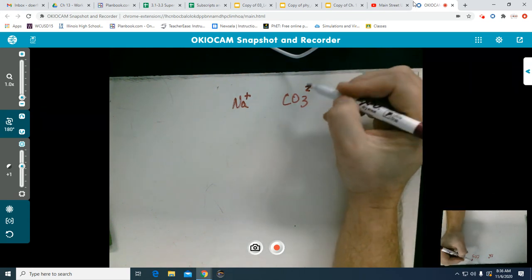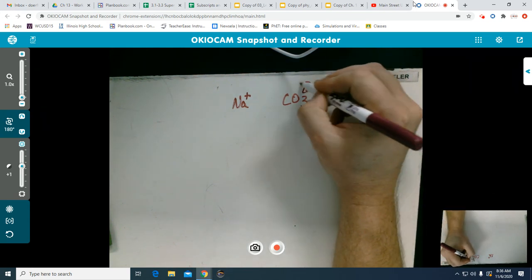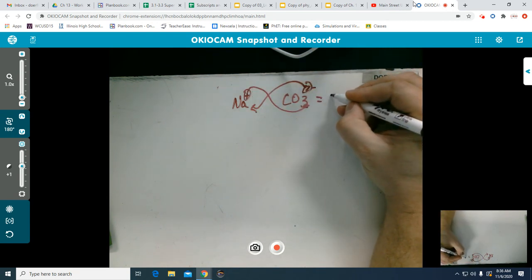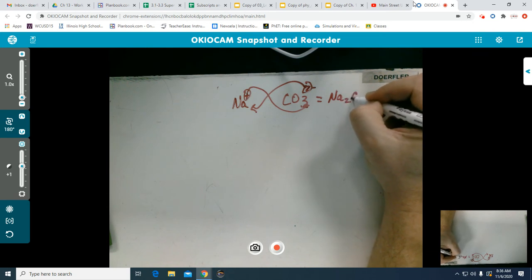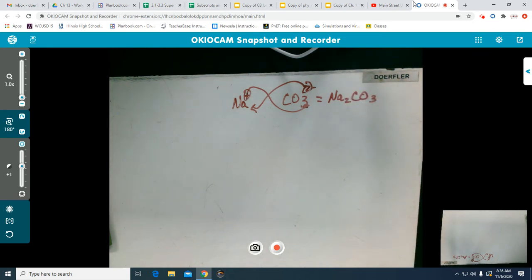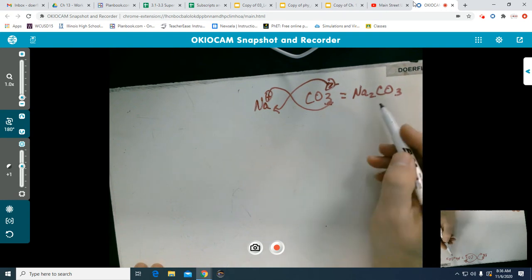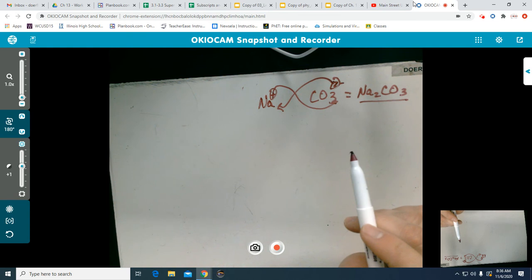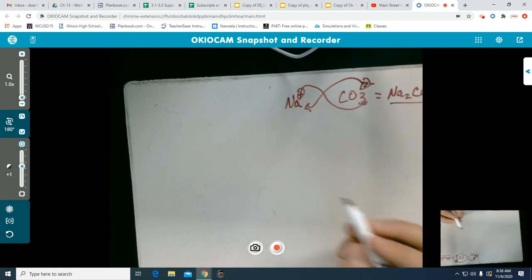Okay. So now we've got to do the criss-cross. So for sodium carbonate, we get the formula of Na2CO3. You've got to know the formula before you can determine how many atoms of a particular element you're going to have. Okay? So everyone get that? Na2CO3? Did you figure it out? Okay. Now we just follow again the same exact steps we just did.